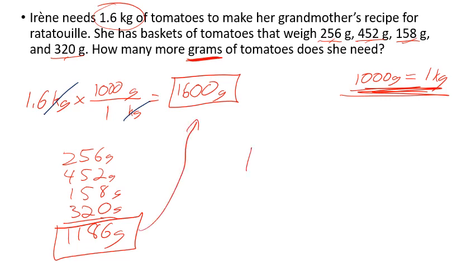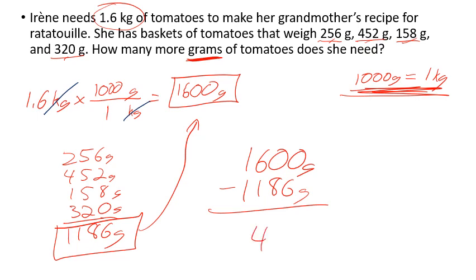So we're going to go 1,600 grams minus 1,186 grams, and that's going to find the difference between these two numbers. So I'm going to do that, and I come up with 414 grams, and this is how many grams she needs. So she needs one more basket and this basket needs to weigh at least 414 grams. Okay.